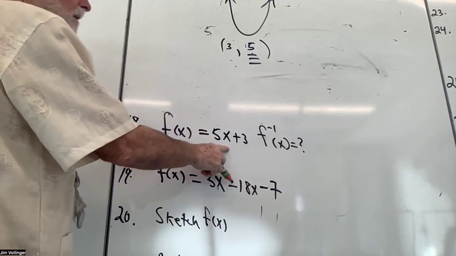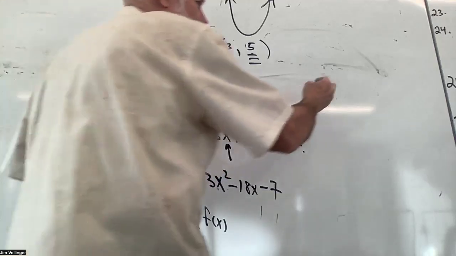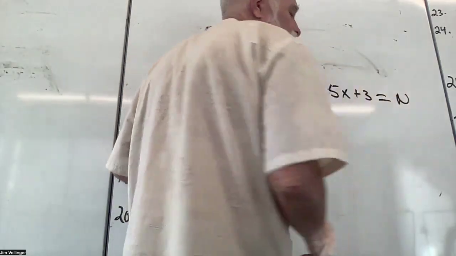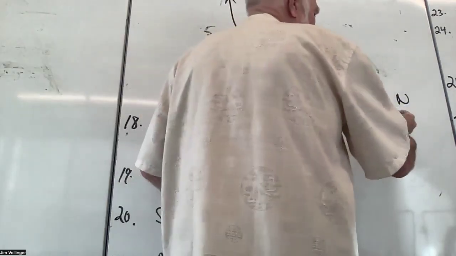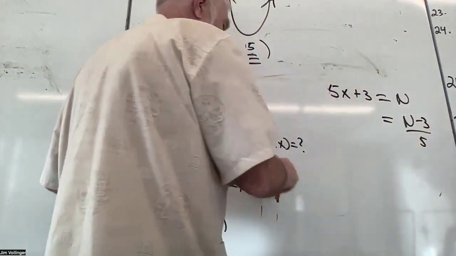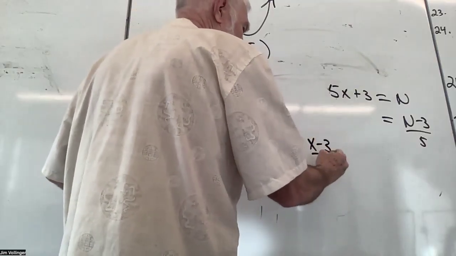The inverse, when you have a singleton surrounded by mathematical operations, the inverse is really all about solving equations. Because how do we solve equations? We do inverses. So n minus 3 over 5. And then we write it in terms of x. So our inverse is x minus 3 over 5.